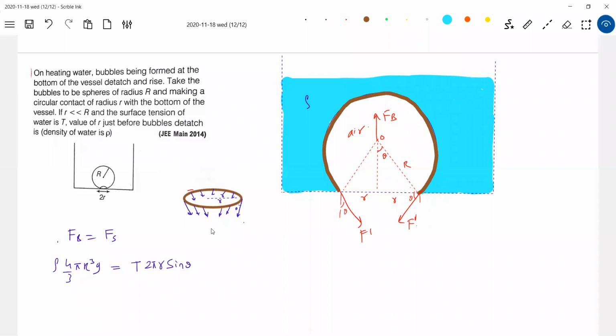Okay, what is sine theta from the diagram? Small r by capital R. So here, 4 pi rho r cube by 3 g equals surface tension. Pi will get cancelled, so 2 also gets cancelled. Sine theta, what can you write it as? Sine theta will be small r by capital R.